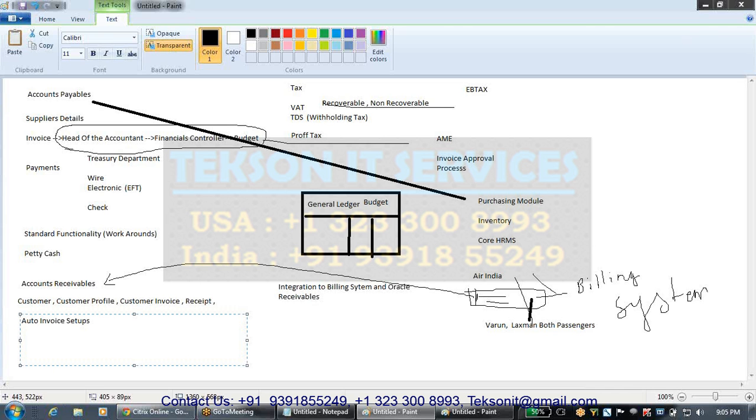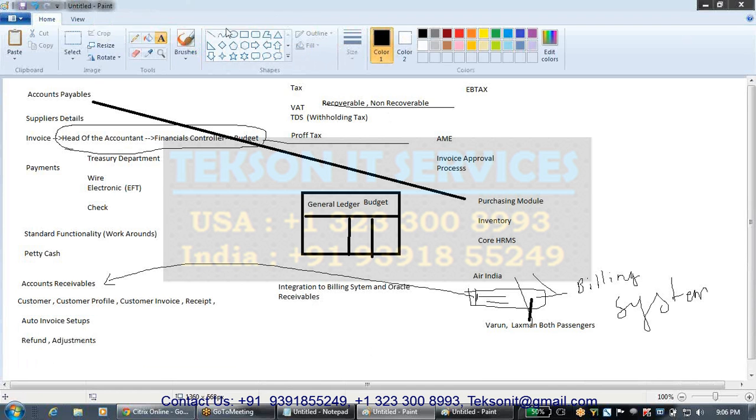Fine. Suppose there is a new concept like refund. There are lots of concepts available in Accounts Receivable. Suppose the customer hasn't paid the money. Suppose a customer invoice is generated, but the customer has absconded. So we treat the complete amount as bad debt. How exactly do we treat bad debt? We can use the adjustment concepts. All these concepts are there in Accounts Receivable. I am going to train Accounts Receivable completely.